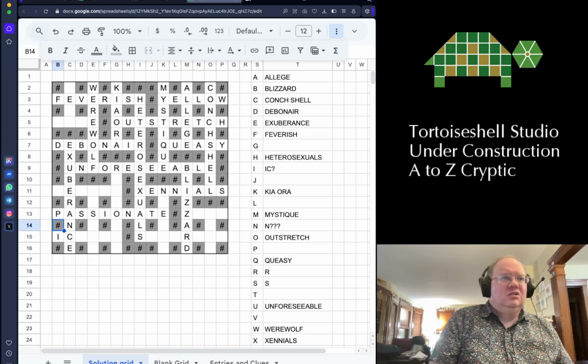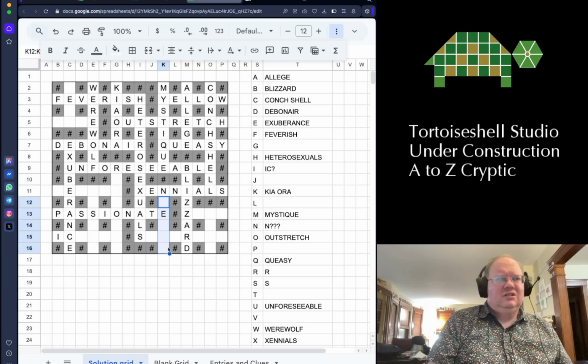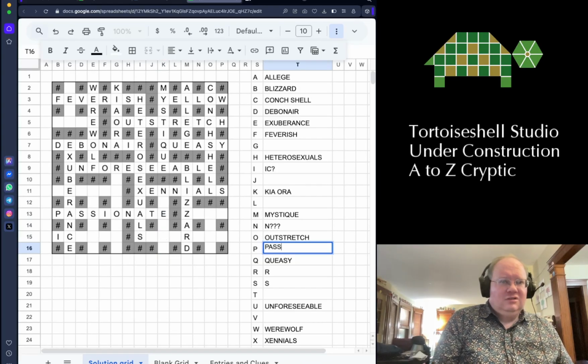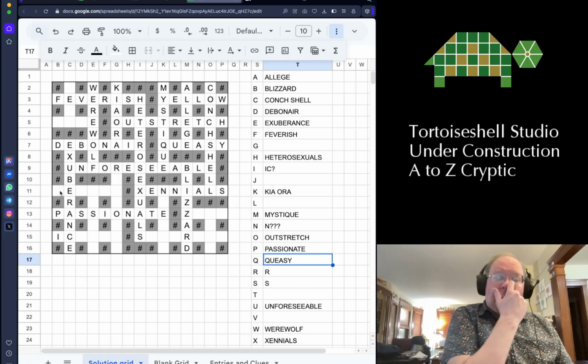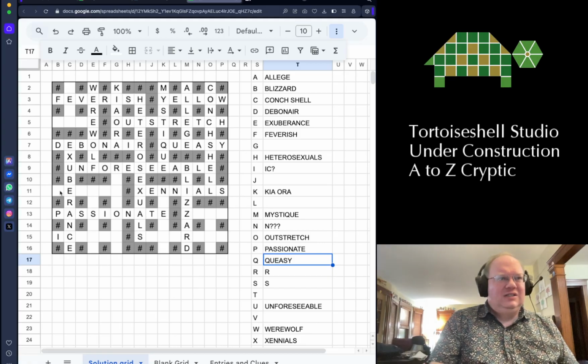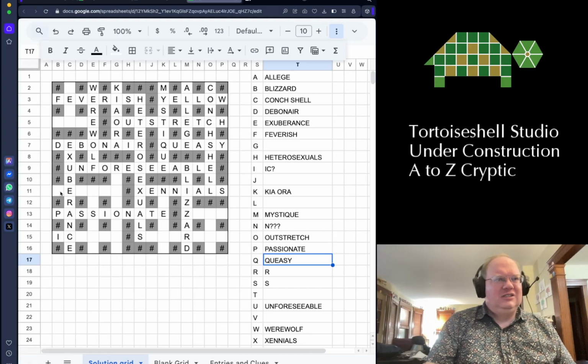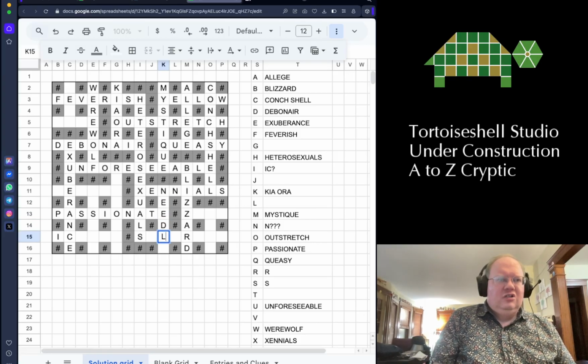Passionate. That would put this to be like needle. So if we have that, needle.